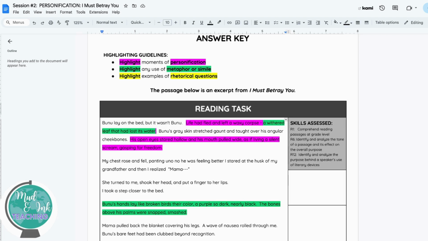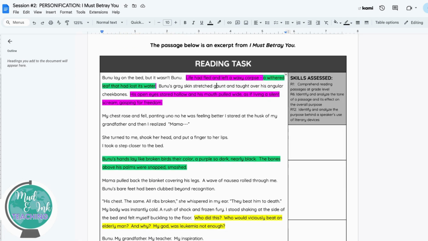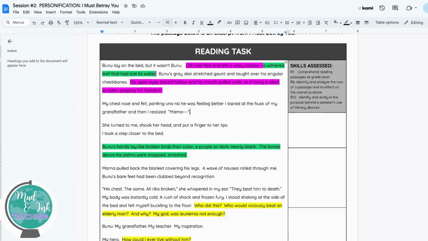It is helpful to know, well, we haven't finished reading, but the circumstances of his death were absolutely suspicious, which I think is really powerful in this idea of the silent scream. That's all connected. So the main character says, my chest rose and fell, panting. Oh, sorry, I will fix that in your copy, I'll double check what that's supposed to say and I'll fix that for you. He was feeling better and I stared at the husk of my grandfather.